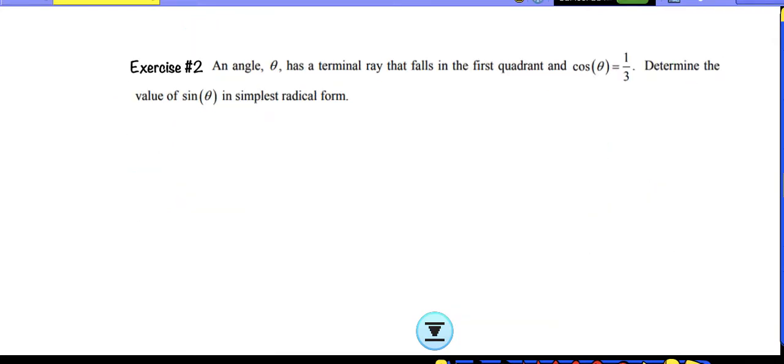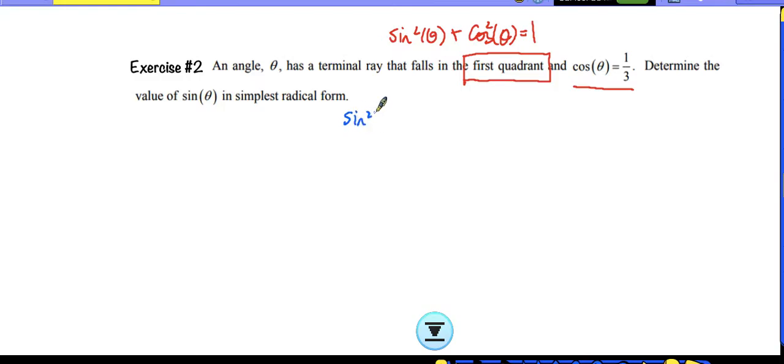So an angle theta is first quadrant, and then cosine theta, we know that. Now we need to find the sine theta. So again, remember the most important thing for this is we have that. Okay, so let's write it down. So first we know, equal to 1. Now we just plug in whatever the value we know. This is 1/3.